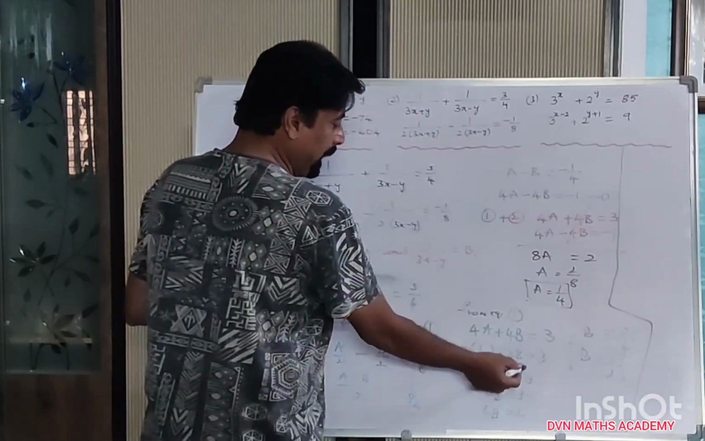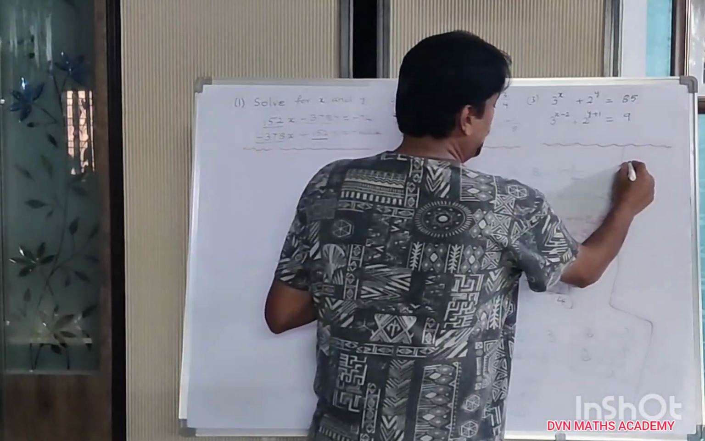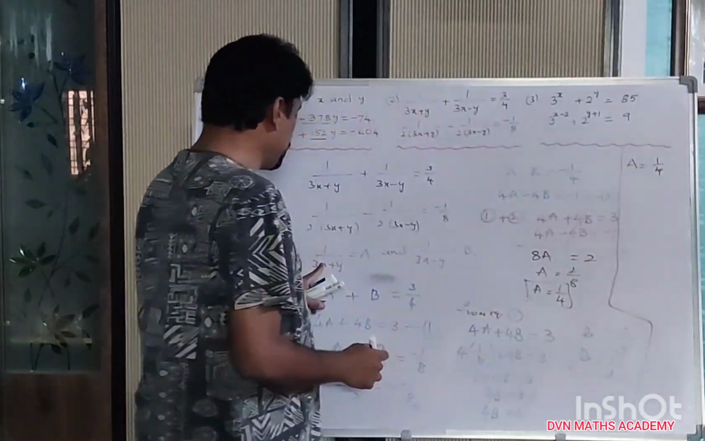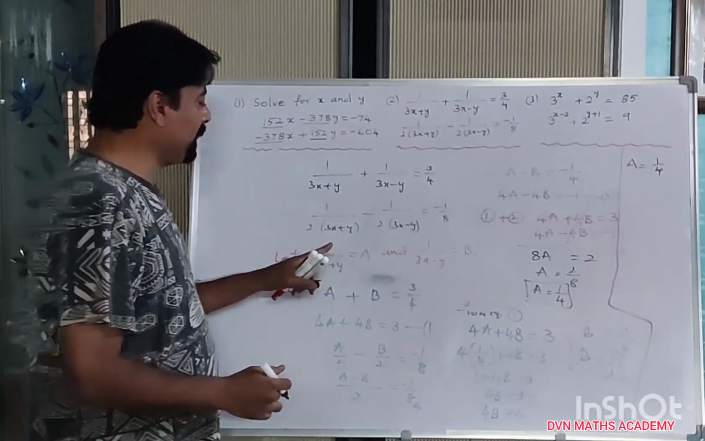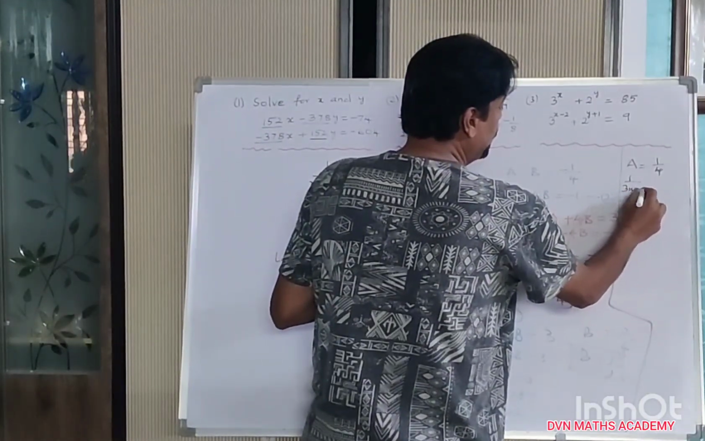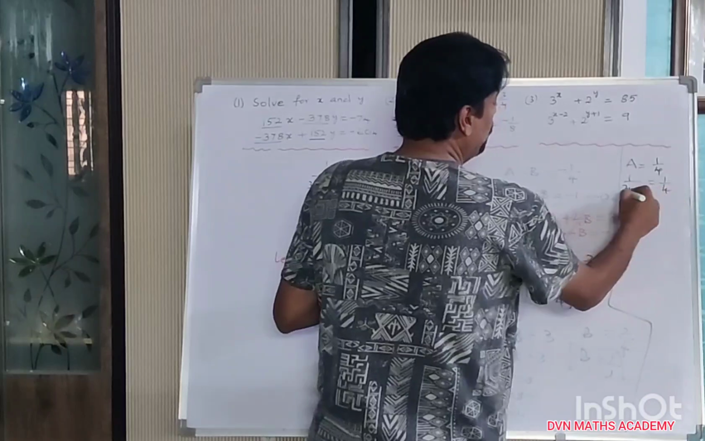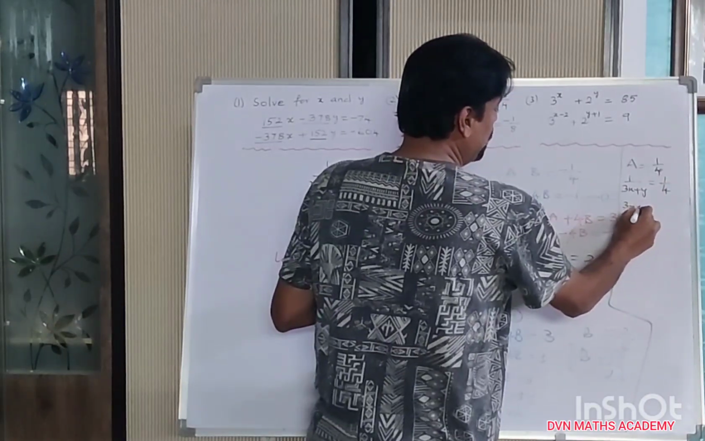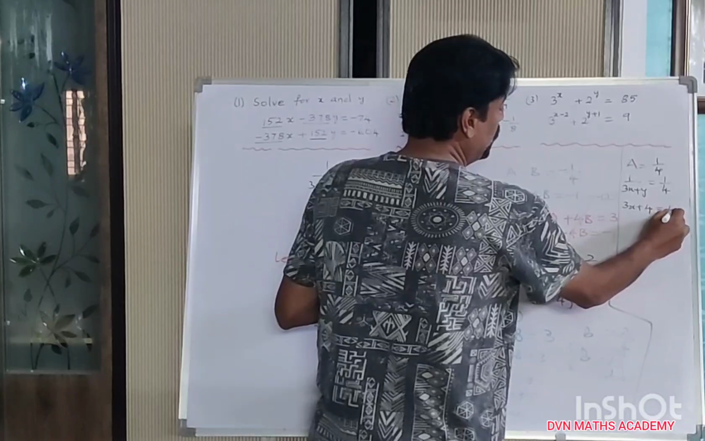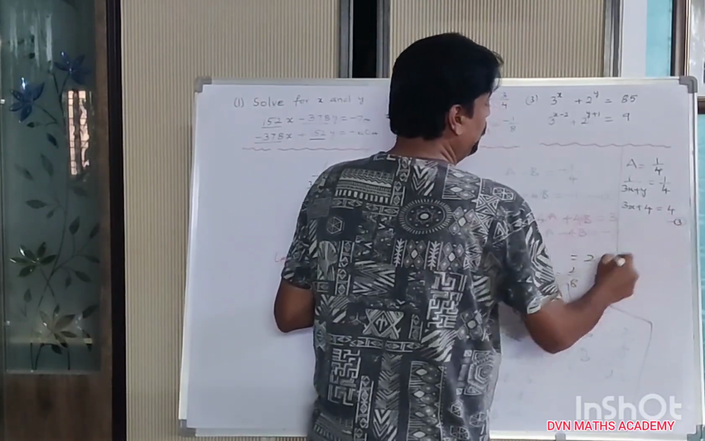We know what x, a and b are. For example, here I got a equal to 1 by 4. But what is a? According to our assumption, 1 by (3x plus y) is equal to a. So 1 by (3x plus y) is equal to 1 by 4. By cross multiplication, 3x plus y is equal to 4. So this is equation number 3.